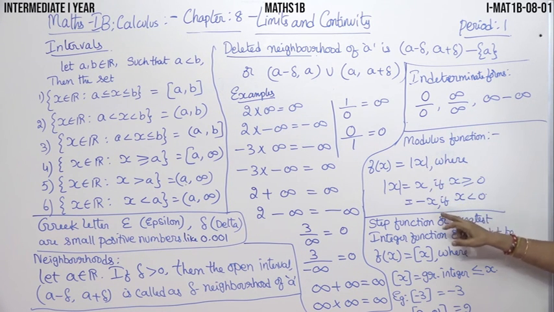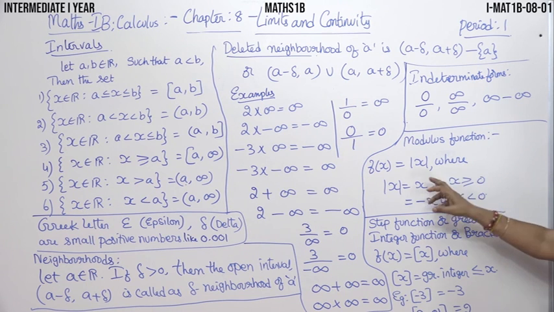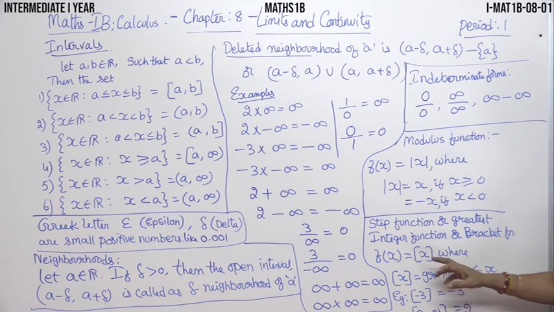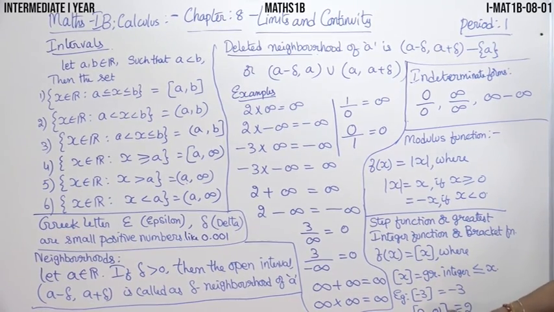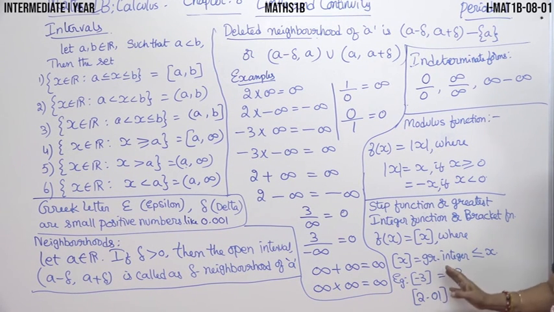Now this is the modulus function. Mod x is x if x is greater than or equal to 0, and it is equal to minus x if x is less than 0. When x is negative, you must write minus x. So this is very important. We have many problems based on modulus function and 2-3 problems on step function. As I said, it is the greatest integer less than or equal to x. If this is an integer, then the value is the integer itself. If it is a decimal number, then you have to see what is the greatest integer less than that number. That value you should take and simplify the function.